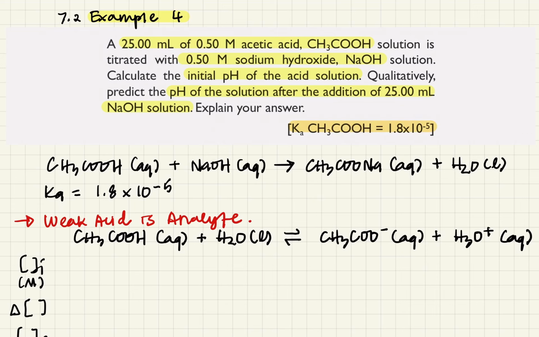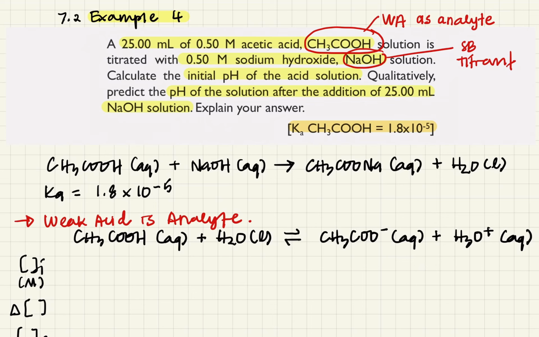constant for acetic acid. Okay, so right here, what is different from before is that now you have your weak acid as your analyte, and your sodium hydroxide, your strong base, as your titrant. Okay, tak adalah surprise sangat yang tu. Tapi yang ni, your weak acid is as analyte.